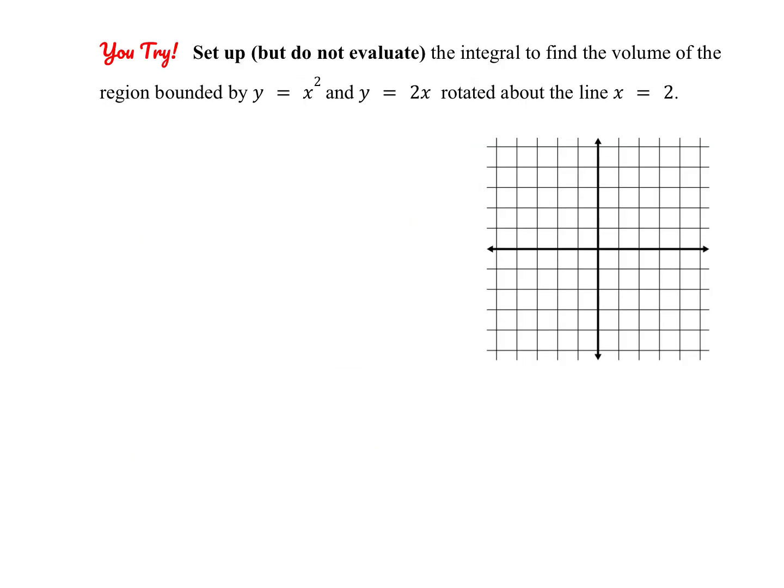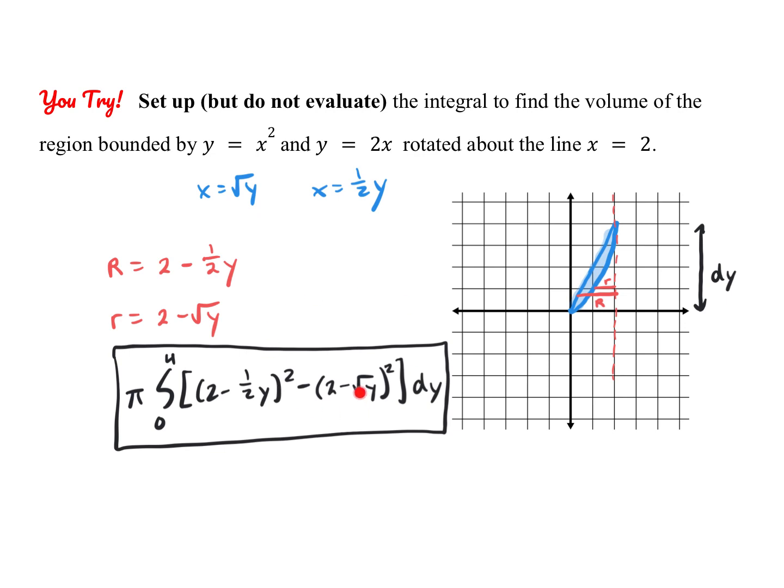All right, I have one last problem for you to try. So notice this one you're just setting up. You do not need to evaluate the integral. So go ahead and pause the video and give it a try. All right, go ahead and check your work.